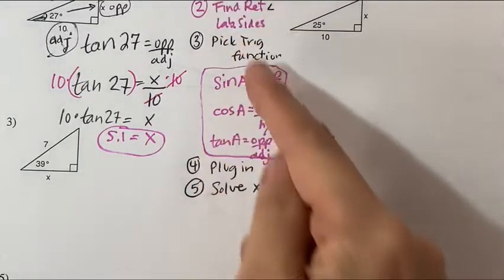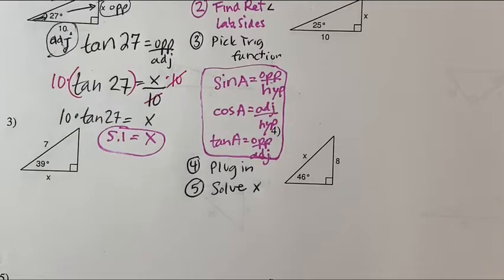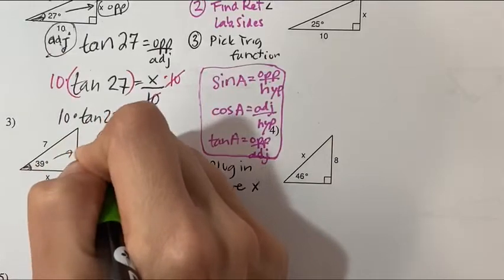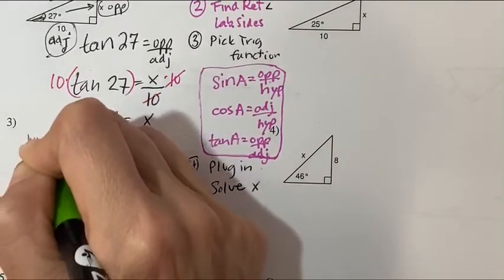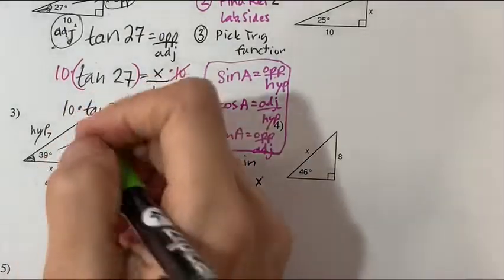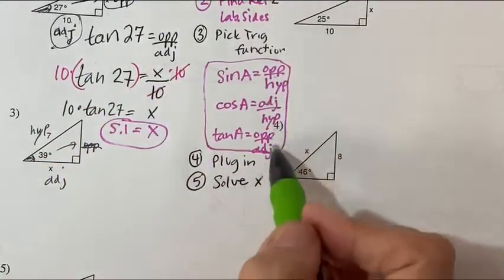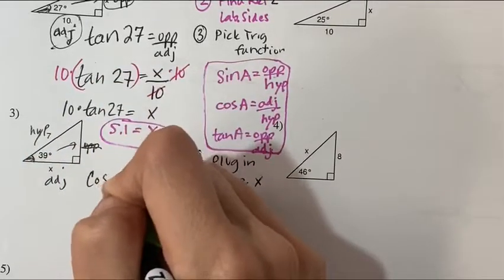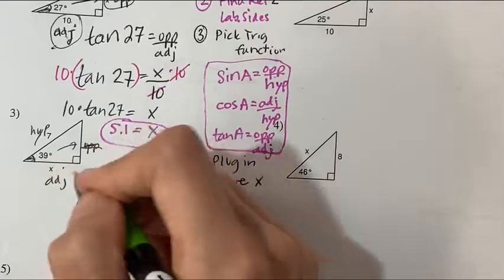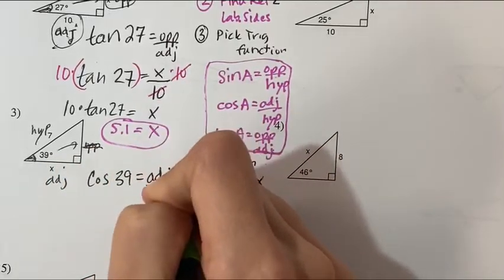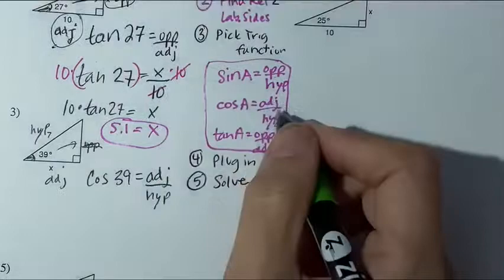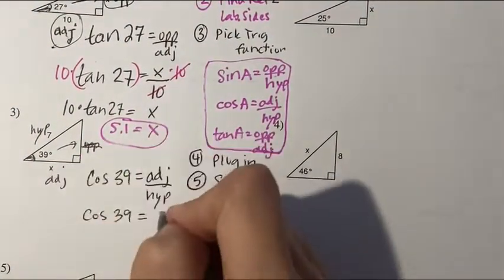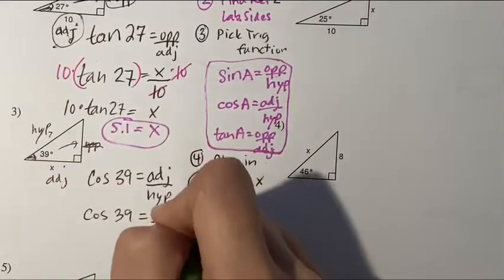So again, if you think I'm going too fast through the steps, you just go back to the steps, or slow the video down. But here's my angle, right? This one's opposite. So I notice nothing is happening at opposite, so I need cosine because that one doesn't need opposite. So cosine of 39 is adjacent over hypotenuse. That's my formula. So the cosine of 39 would be, my adjacent side is X and my hypotenuse says 7.